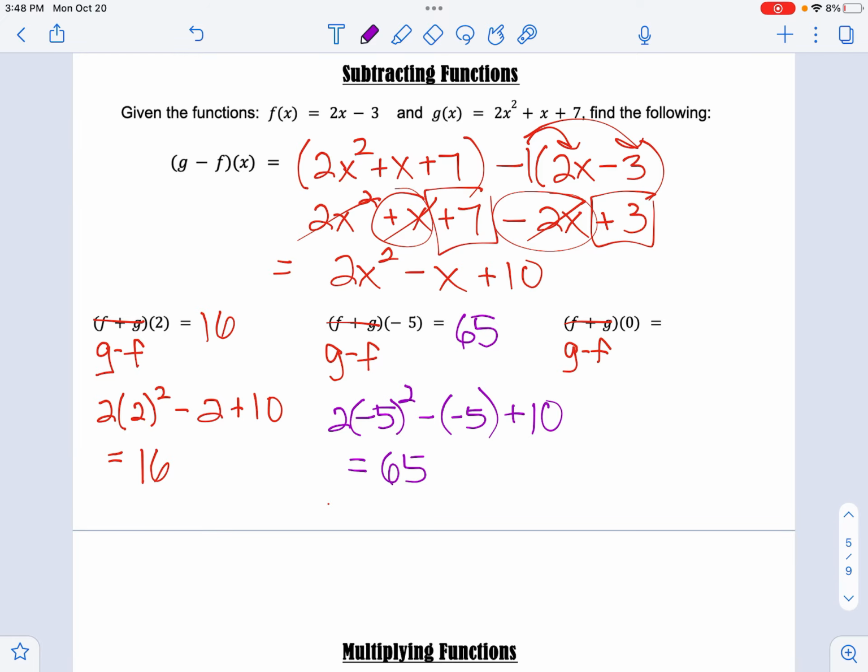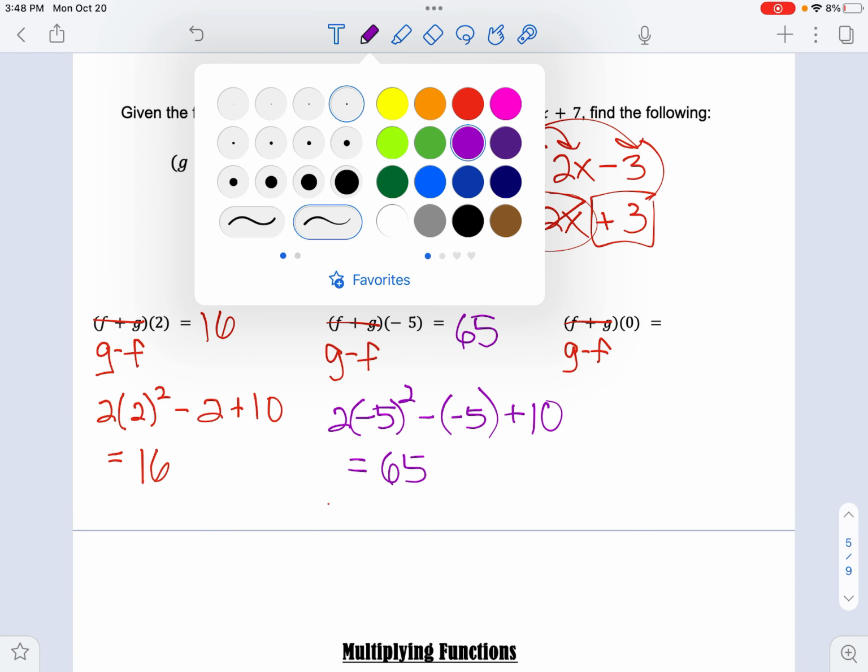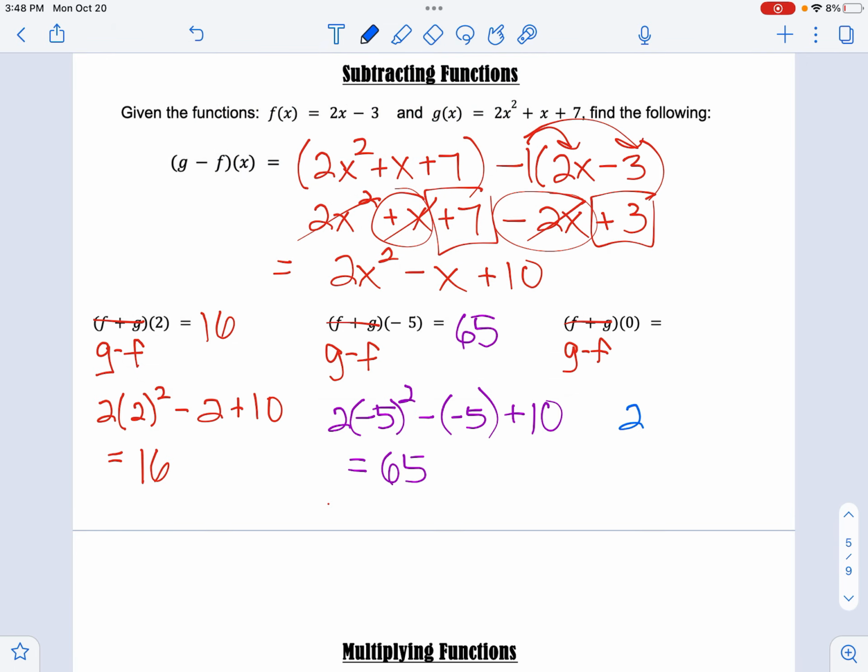Okay, and then 0, as you probably have figured out, this would be 2 times 0 squared minus 0 plus 10. I think we lost my 10 there, but you get the idea. Let's rewrite that, plus 10. Okay, so that's going to be 0 minus 0 plus 10. Okay, so 10.